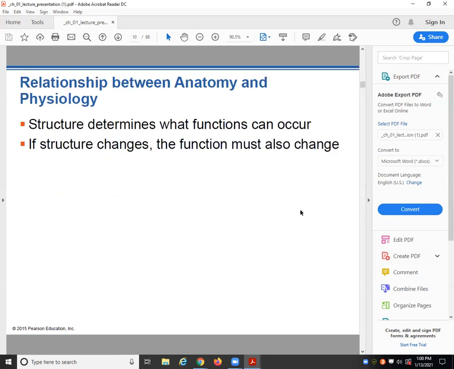So what's the relationship between anatomy and physiology? Well, big theme of the course is that structure determines function, okay? That's really important. So I'm going to give you a hint that that's really important, okay? So that is something you want to write down. Structure determines function. If you change the structure, you're going to change the function. And that's true at different levels of organization, which we'll cover later.